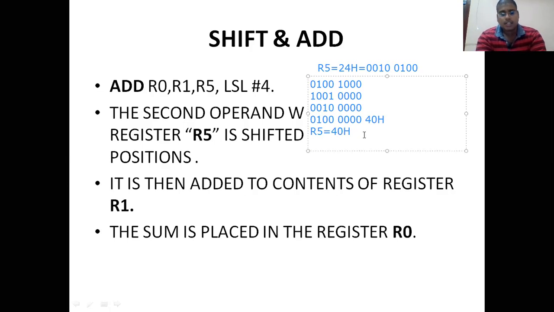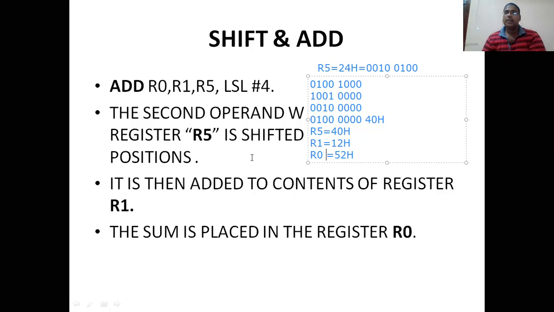Then let us assume that R1 has some value like 12H. Now these two values are going to be added. That means 40 plus 12. What is the value we are going to get? 40 plus 12 is 52H. This 52H is going to be stored in the R0 register. So the value in the R0 register is 40 plus 12, that is nothing but 52H. I will just explain how it takes place once again.